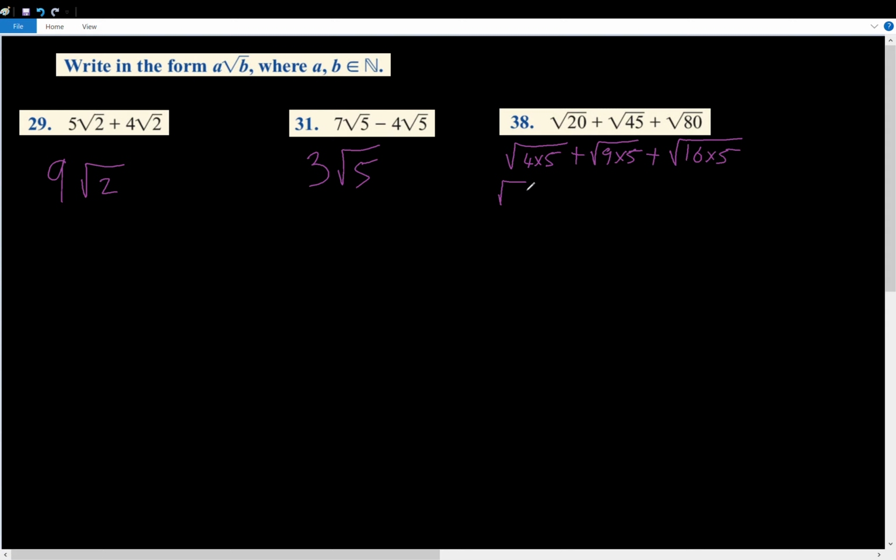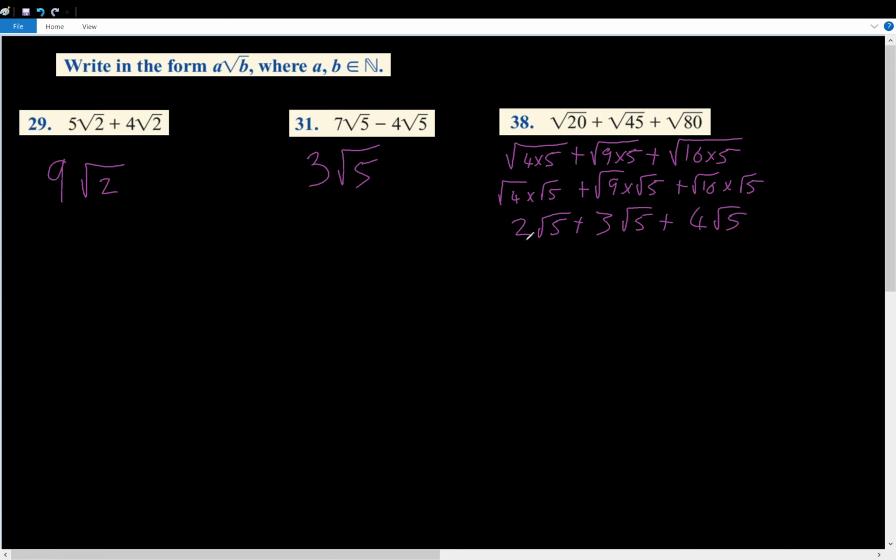So we've got root 4 times root 5 plus root 9 times root 5 plus root 16 times root 5, which means we're going to have 2 root 5 because the square root of 4 is 2, plus 3 root 5 because the square root of 9 is 3, and 4 root 5 because the square root of 16 is 4.